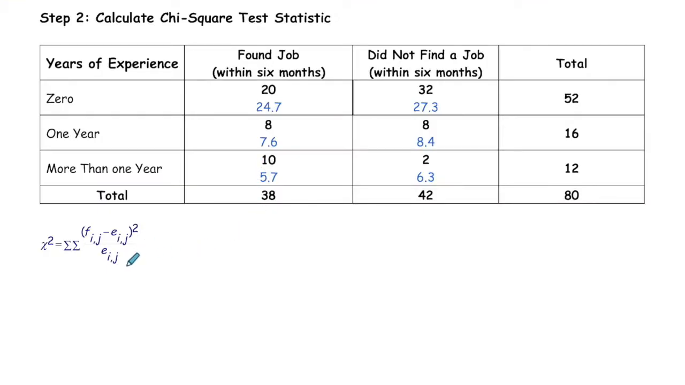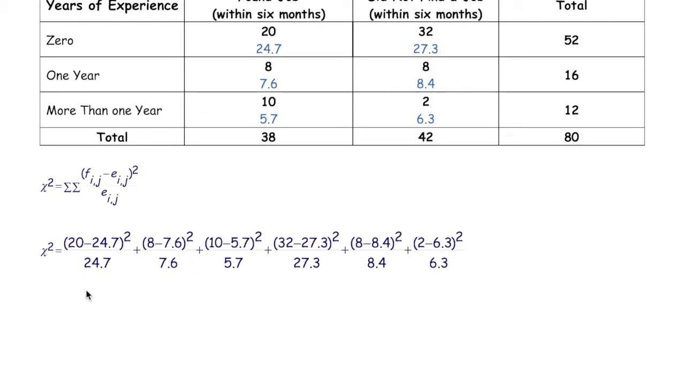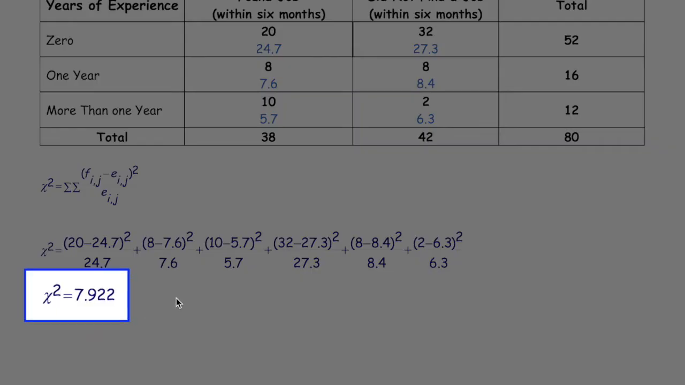So in this expression, I remind you once again, Fij are the observed frequencies. So these are the 20, the 8, the 10, the 32, 8, and 2. And Eij are the expected counts, the ones that I've written here in blue. And so if you work that out, you're going to essentially be able to repeat the calculation 6 times. The reason why there's a double summation is simply because you want to repeat this calculation for every column and every row, and you want to be adding up the terms. So if we work that out, we should end up with an answer of 7.922 as our observed value or our test statistic.